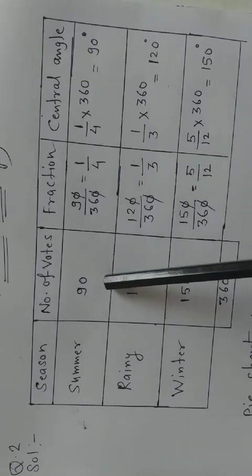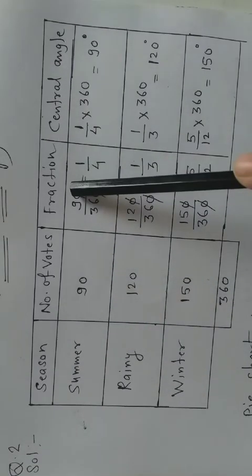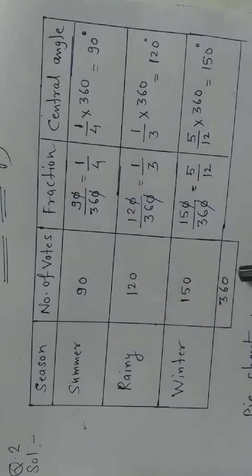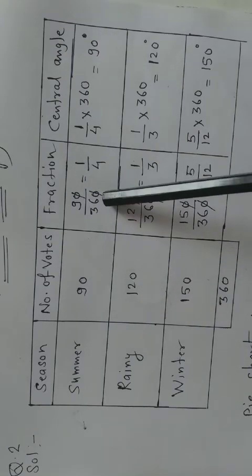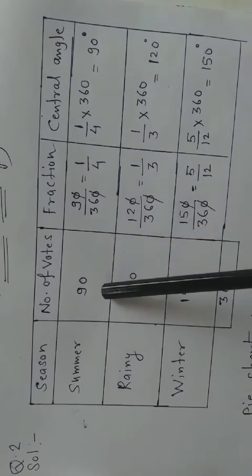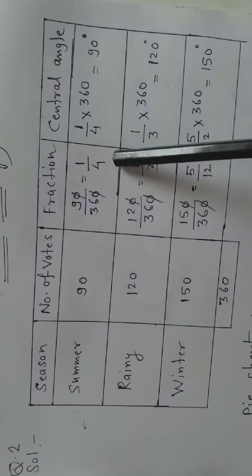Now student, we will convert the given data into fraction form. For that, what we will do, this summer season number of votes is 90, and the total number of votes is 360. So 90 upon 360. In this manner we have converted the given data into a fraction. So what is the fraction? It is 1 by 4. Summer's fraction is 1 by 4.